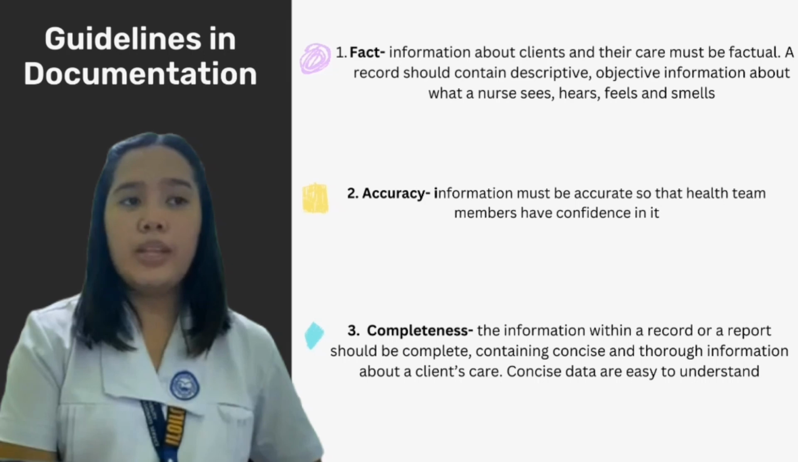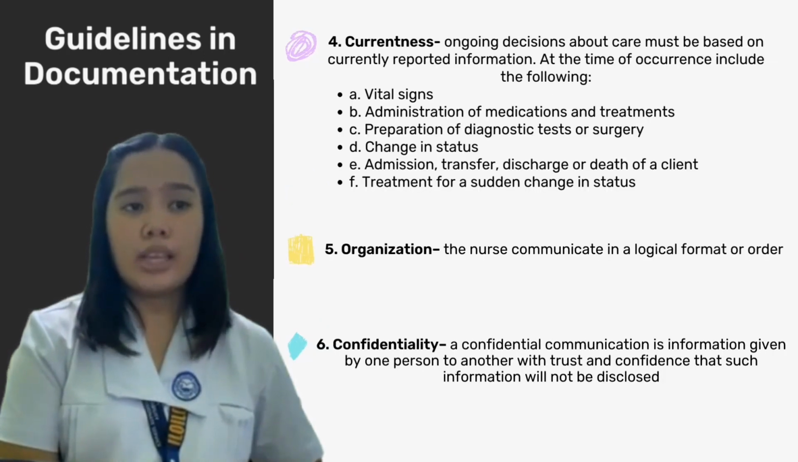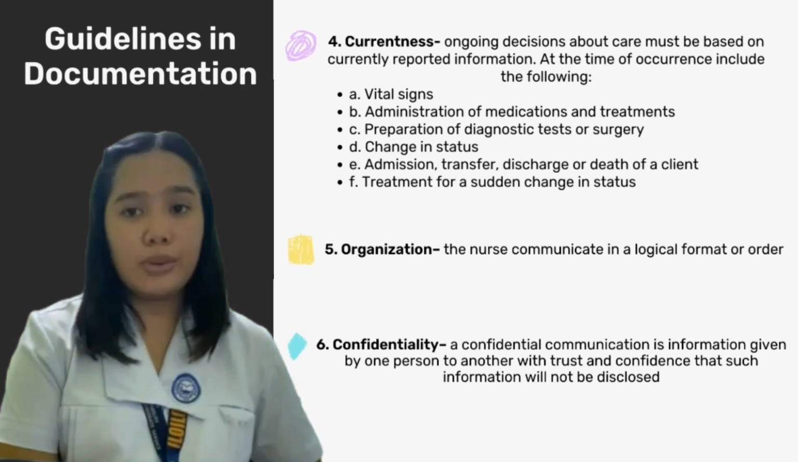Number 3, completeness. The information within a record or a report should be complete, containing concise and thorough information about the client's care. Concise data are easy to understand. Number 4, currentness. Ongoing decisions about care must be based on currently reported information.